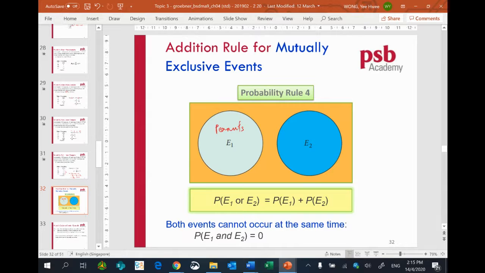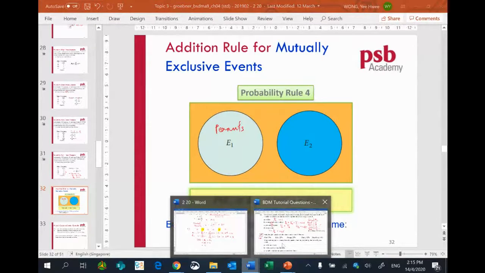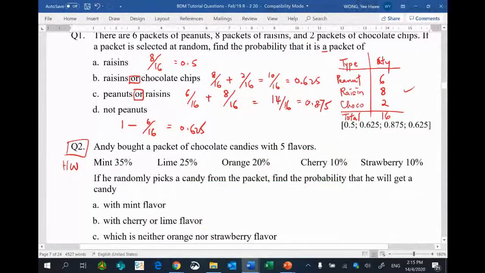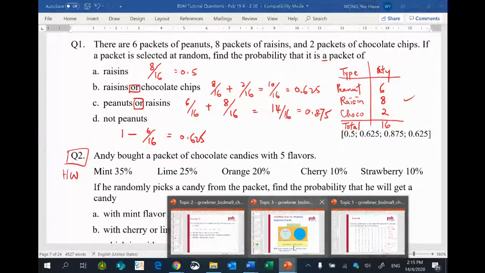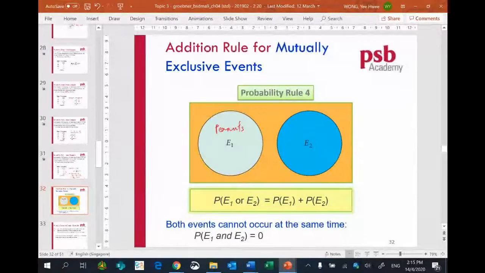Okay, the basket of peanuts. And this one, how many peanuts do we have? 6 or 8? Let me see. You have 6 peanuts, 8 raisins. You have 6 packets here and 8 packets here, which is raisins. So what's the chance that you pick up either peanuts or raisins?